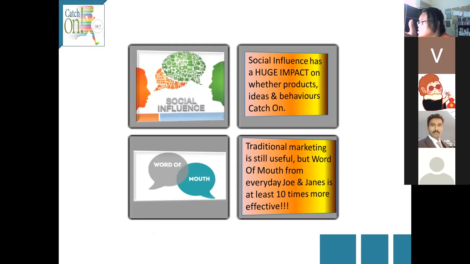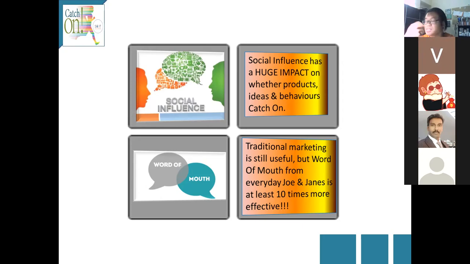A 5-star review on Amazon can easily lead to 20 more books being sold as compared to a 1-star review. And let's say there's a new drug on the market, a doctor might be more likely to prescribe that new drug to a patient when other doctors they know have already prescribed it, right? So that's word of mouth. While traditional marketing is useful, word of mouth from everyday people like you and me is at least 10 times more efficient as compared to traditional advertisements or marketing.